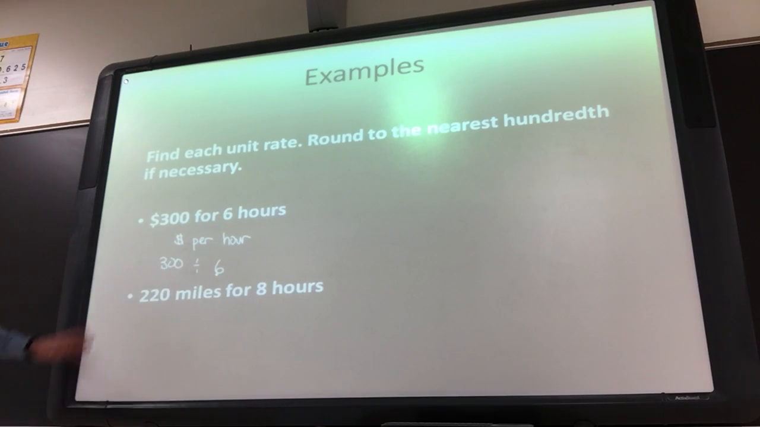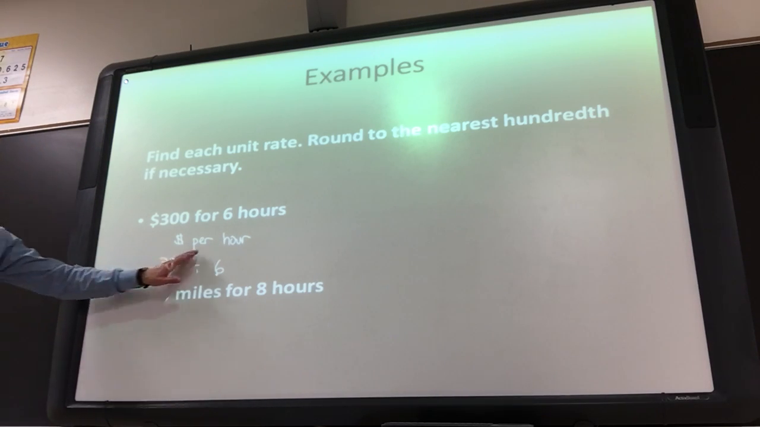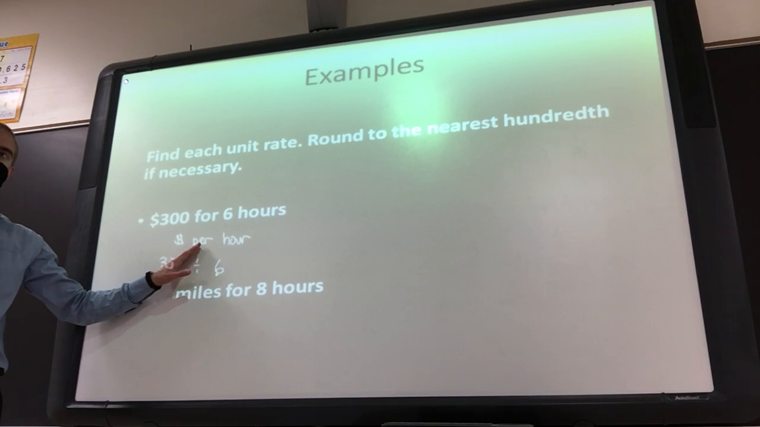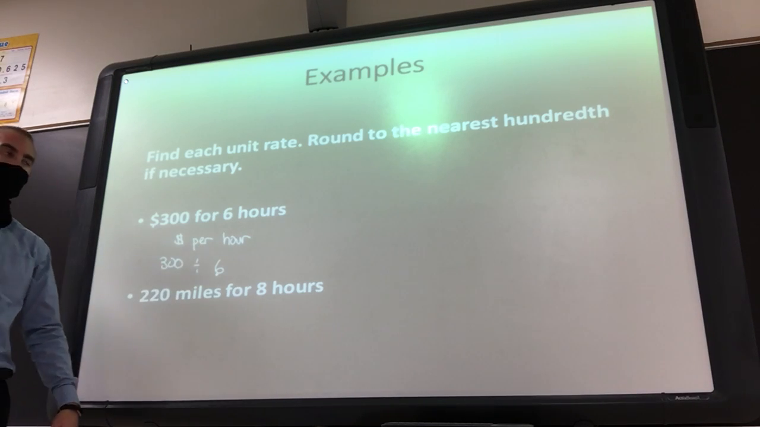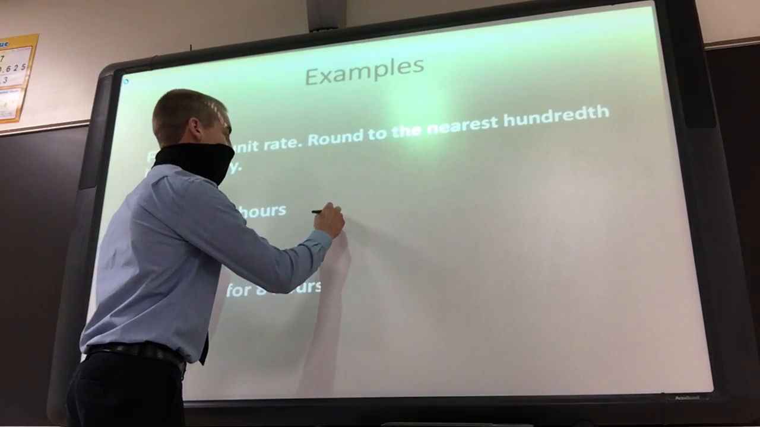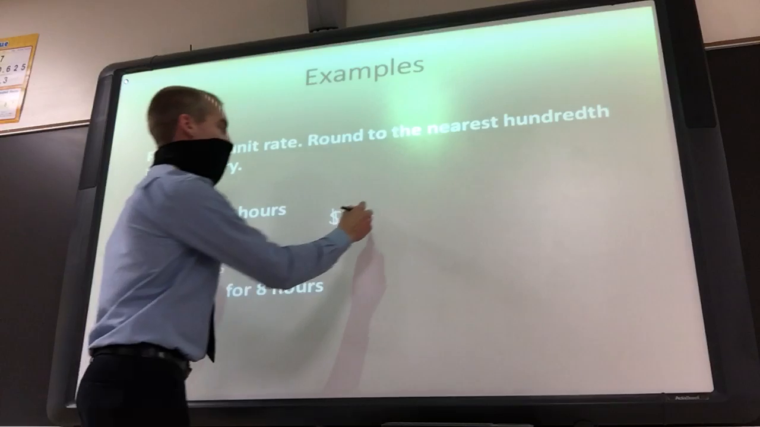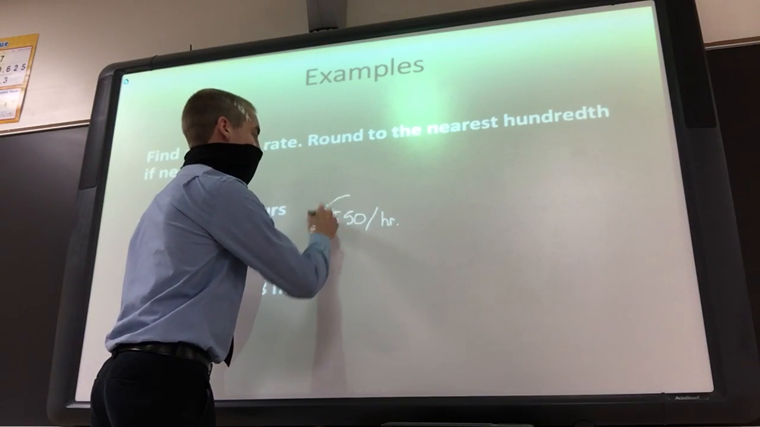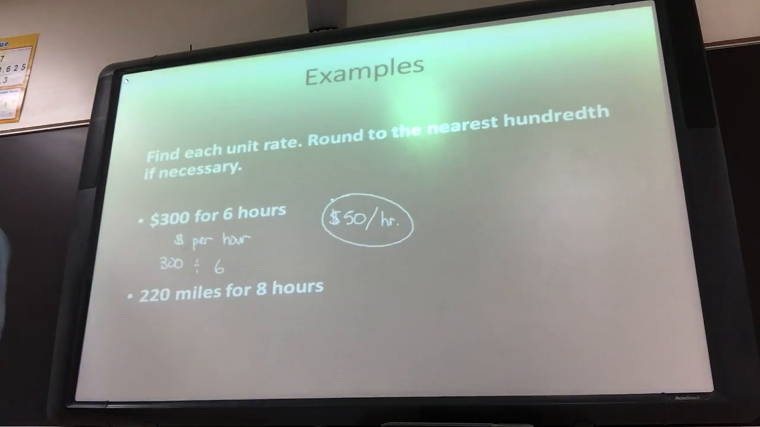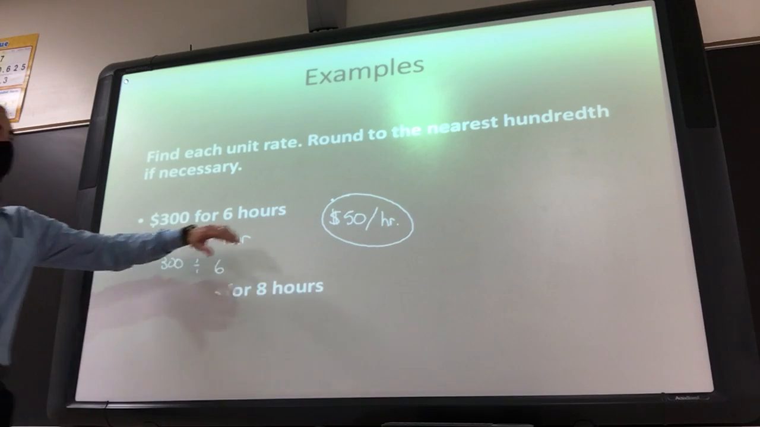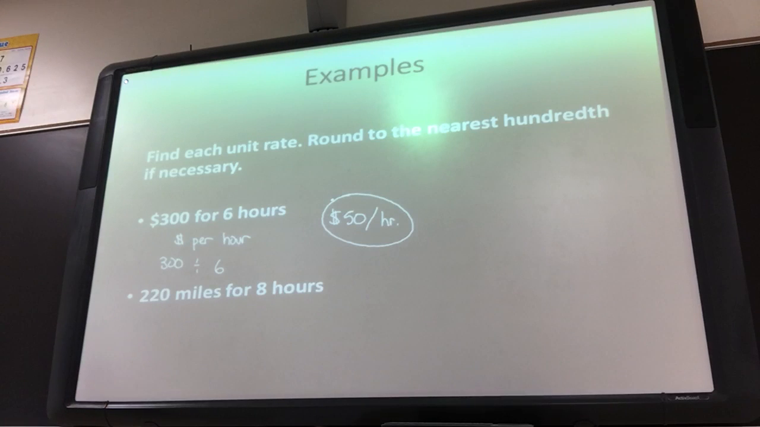So we could set up the division problem. We could also do this. What's 30 divided by 6? So what's 300 divided by 6? 50. So this is going to be $50. You could also write $50 per hour, and usually that's how we make that look. So with unit rates, it's going to be kind of like science class. You need to make sure you put the units with it so I know what you're talking about. So $300 for 6 hours, the unit rate would be $50 for 1 hour.